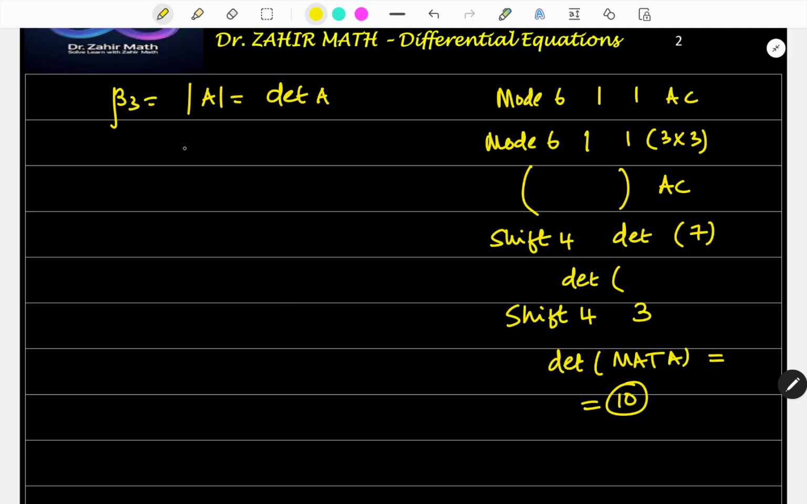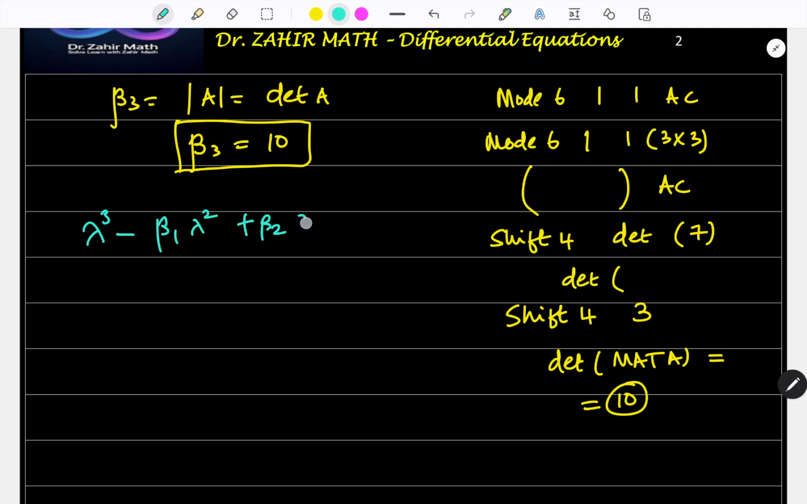So the determinant of A is equal to 10, so beta 3 is equal to 10. So we got beta 1, beta 2 and beta 3. Now we are going to write the characteristic equation: lambda cubed minus beta 1 lambda squared plus beta 2 lambda minus beta 3 is equal to 0.